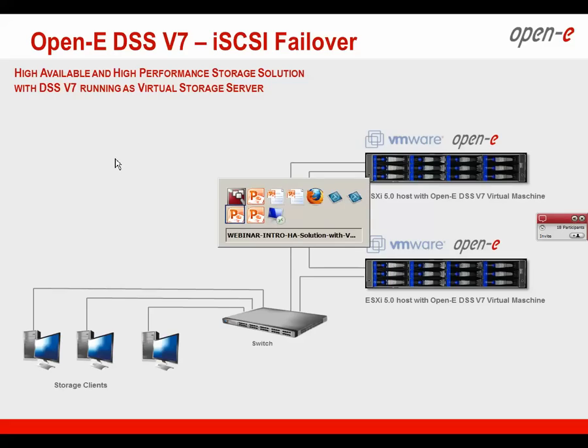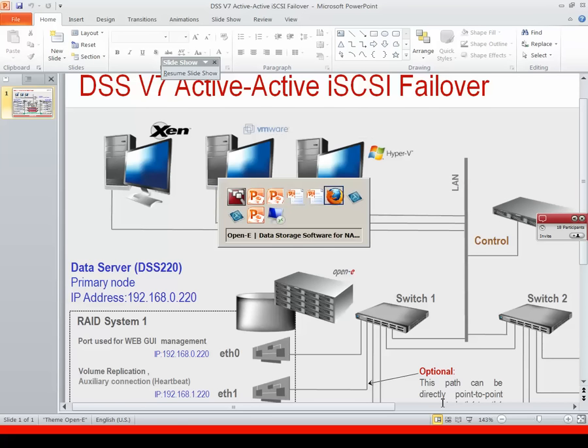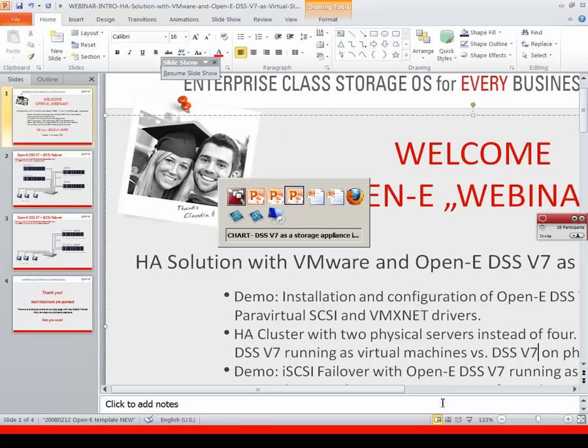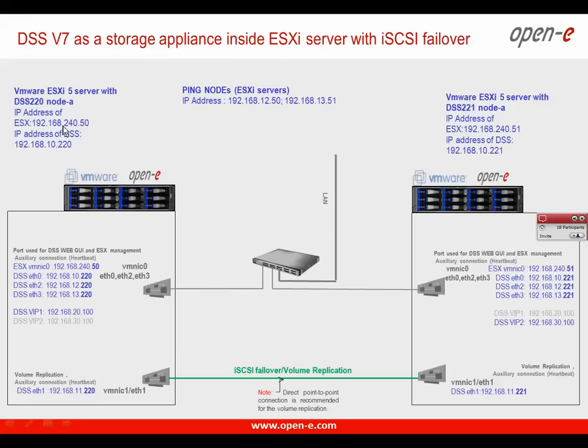So on the left side we have ESX with the first card, which is here. It has IP 192.168.240.50, and on the right side 240.51. Okay, and that's the VMNIC 0.